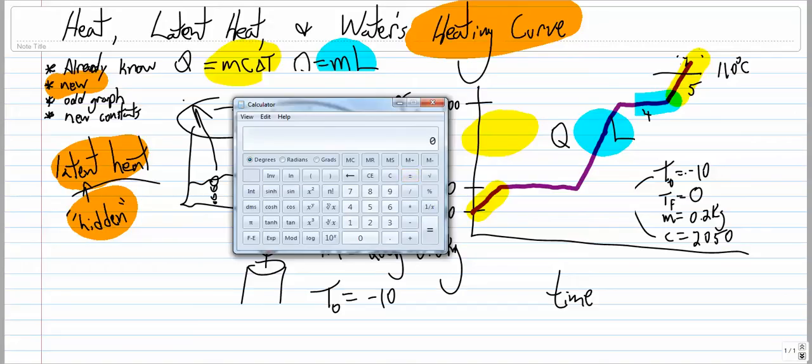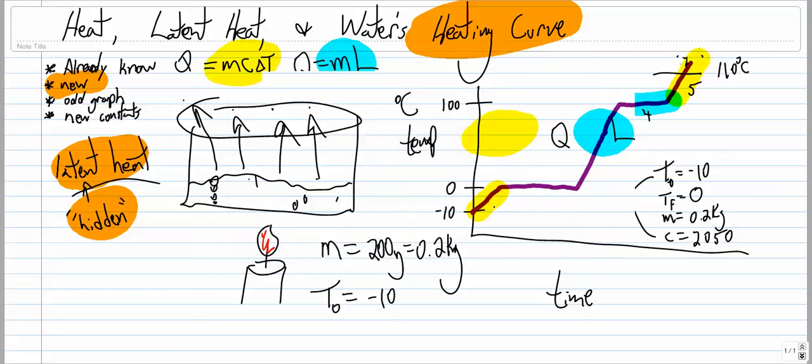Final minus original, 0 minus -10 is 10, times our C, which was 2050, times our mass, which was 0.2, and we get 4,100. So that means this chunk of the graph right here, 4,100 joules of energy went into that ice to get it to melt.